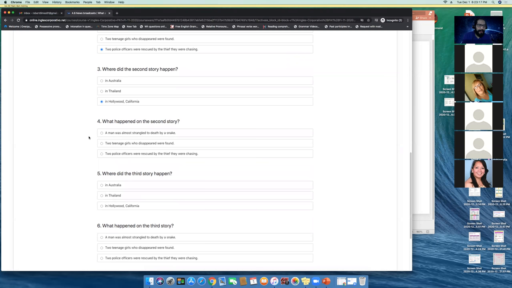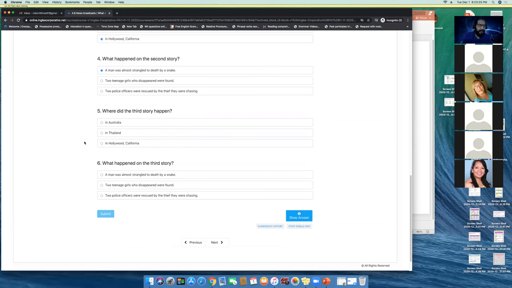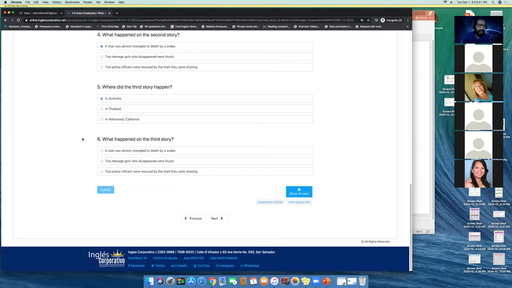What happened on the second story? Well, I like the story about the death by a snake. Let's see, let me put that one on here. Where did the third story happen? I already used the first two, so I'm gonna go with Australia. And what happened on the third story? I used that one, so I'm gonna go here.